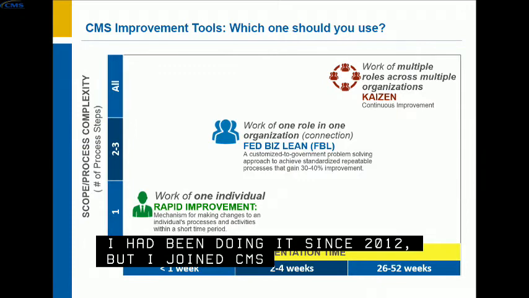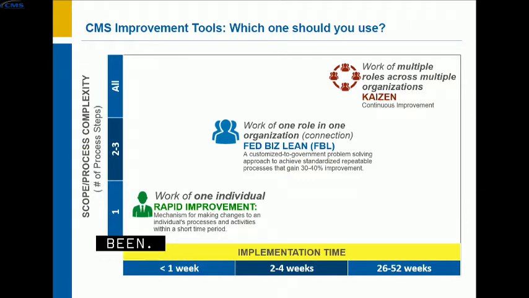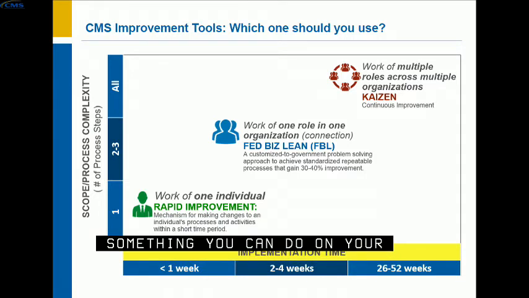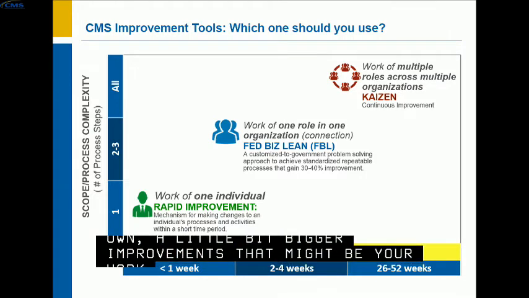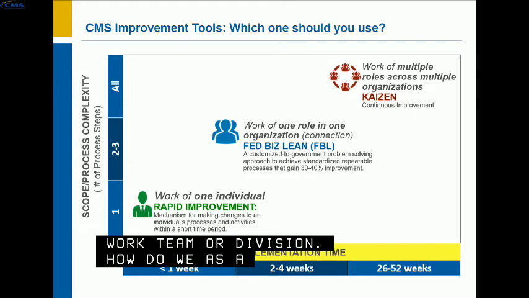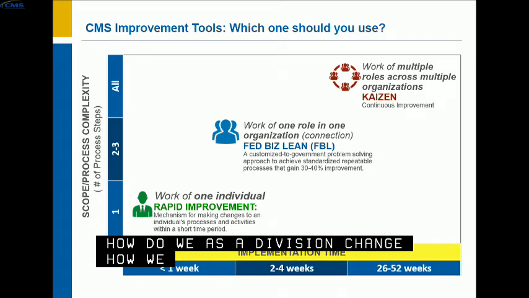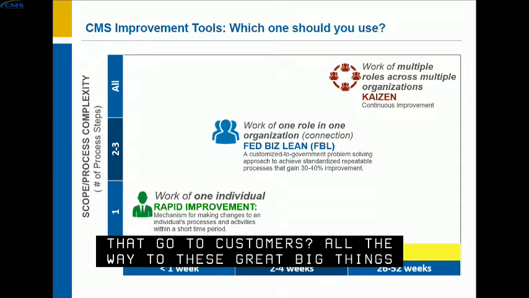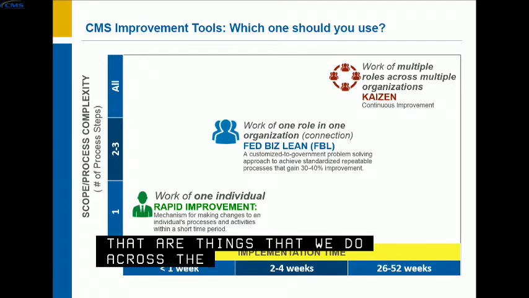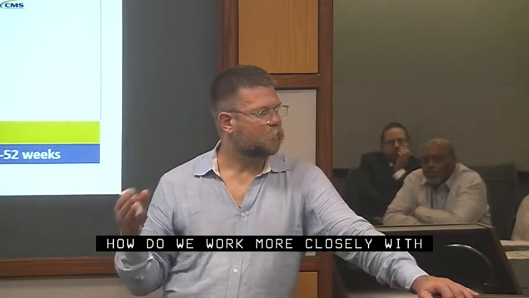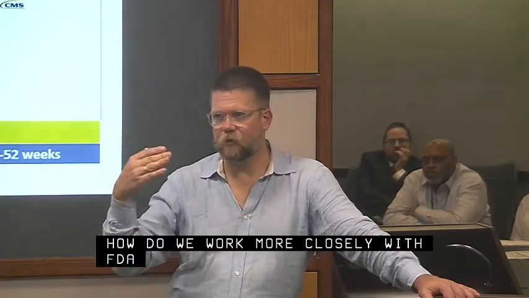These are some of our types of improvements. Again, I won't go into too much detail, but we do small improvements, something that you can just do on your own. A little bit bigger improvements that might be your work team, it might be your division. How do we as a division change how we do meetings? How do we as a division change how we route our approvals? How do we as a division change how we process things that are really important to customers? All the way to these great big things that we do across CMS and sometimes even with other federal partners. How do we work more closely with FDA, or with another federal agency, in work that we share that our customers tell us we can make better?